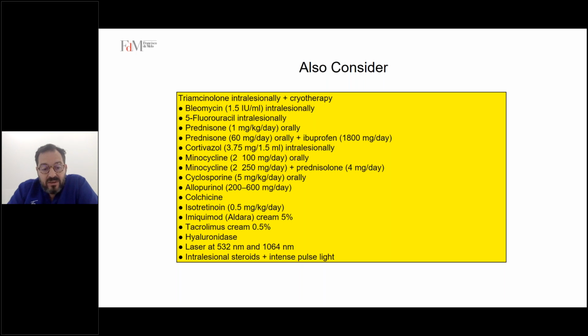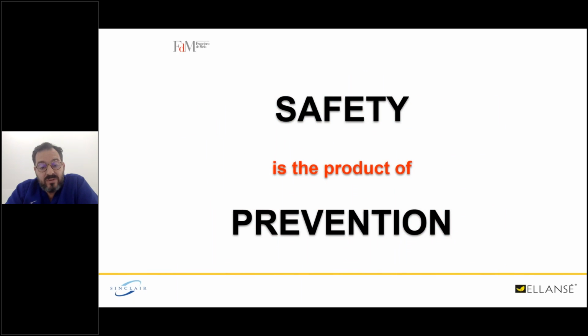With Ellanse so far, we have one case that is being studied, and there's a second case that is also under investigation. So let's see what it takes us. But again, it's something that will happen in the future for sure, because it's a matter of numbers and being used. But the rate is very, very low so far if you consider the number of syringes that were used already.